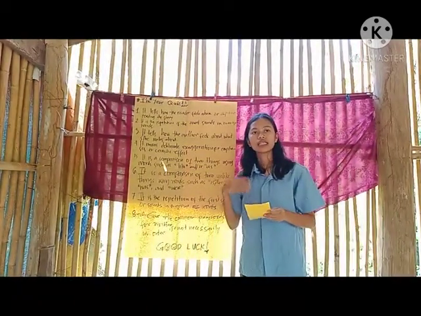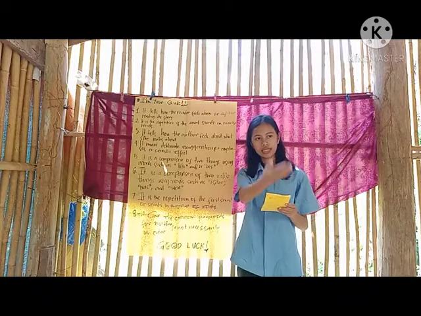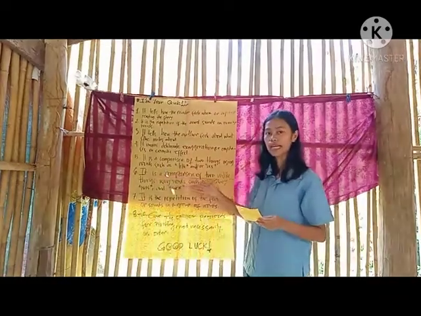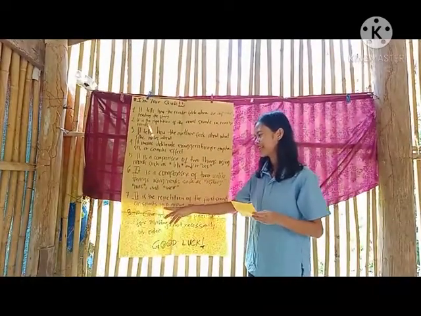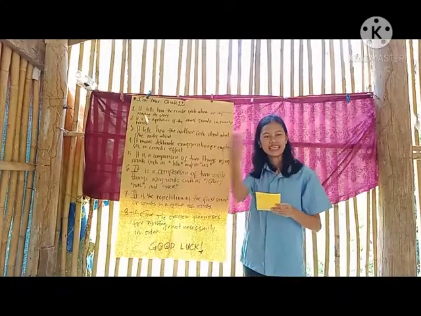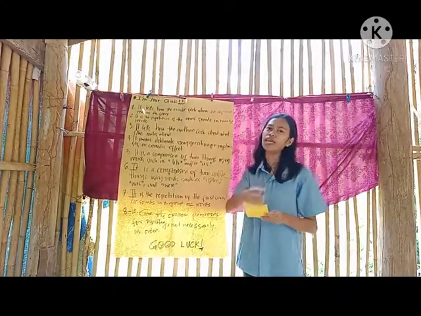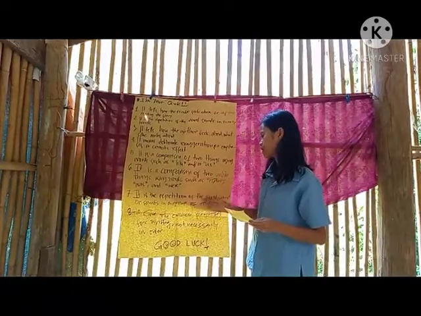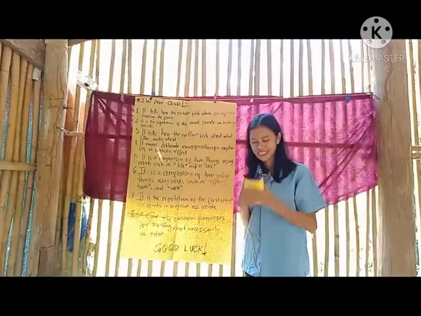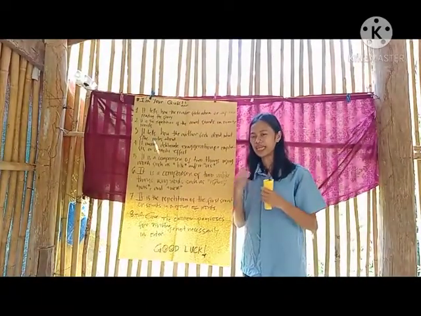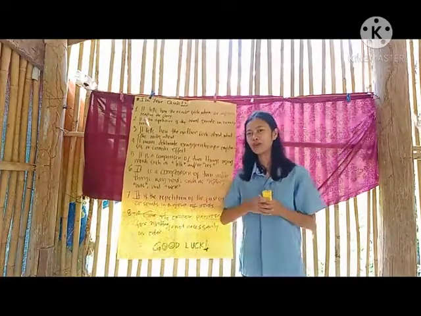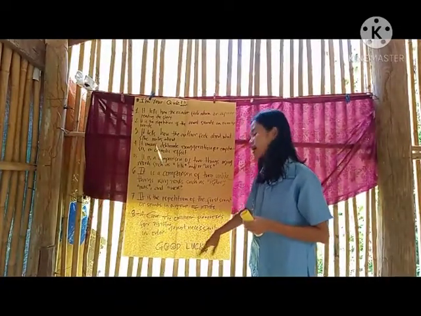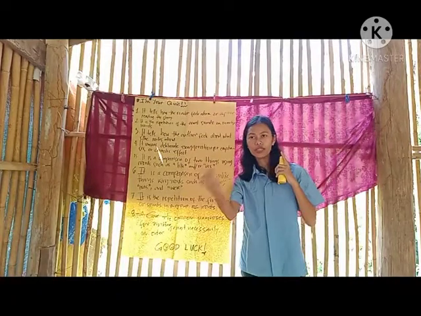And for this number 6, yes, Ming Ming. Okay, correct. So, metaphor, class, metaphor. And for number 7, yes, Andrea. Okay, you are correct, Andrea. So, alliteration, the repetition of the first sound or sounds in a group of words. So, for numbers 8 to 10, yes, Lorraine. Okay, correct, Lorraine. So, the common purposes for writing are to persuade, to inform, and to entertain.